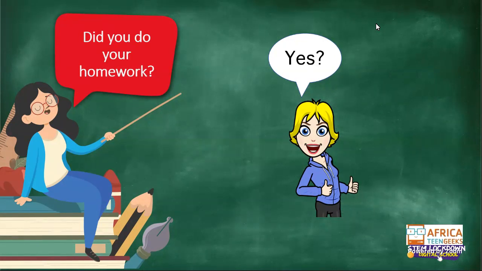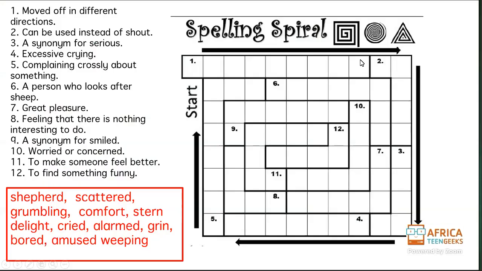Okay, good. So here was the homework that you had to do yesterday. Remember, we went over this in class. You had a spelling spiral with our vocabulary words from this week, and our 12 vocabulary words are at the bottom in red, and you had to put them in the right blocks. I hope that you managed to do those. Did you manage to do those?